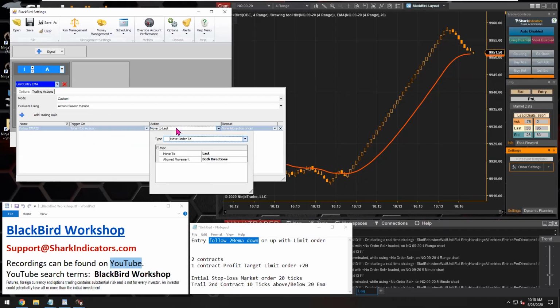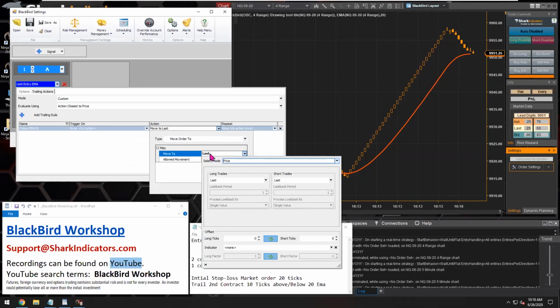So we're just going to jump straight into the actions, and we want to move the order to, so instead of the last price, right, we don't want to move our entry to the last price.